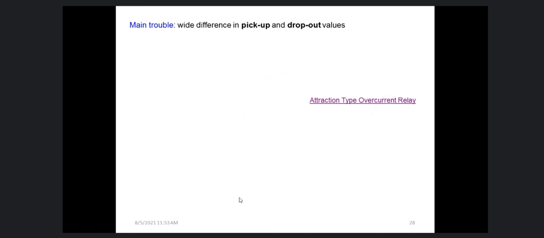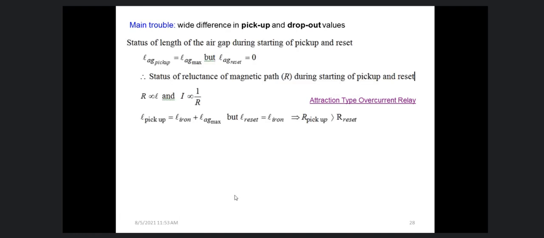But the main trouble with this instantaneous type overcurrent relay is the wide difference between pickup and dropout value. Pickup current is not equal to dropout. So if the relay operates at more than 5 ampere, you cannot expect it will be reset below 5 ampere. It may be reset at 3 ampere like that. So a wide difference is there. 5 ampere, 3 ampere on the CT secondary side. On the primary side it will be huge.